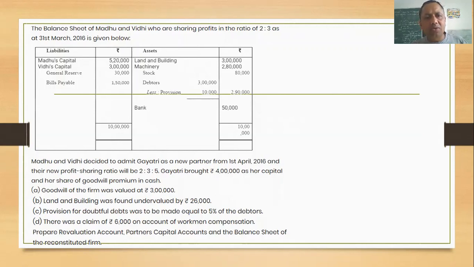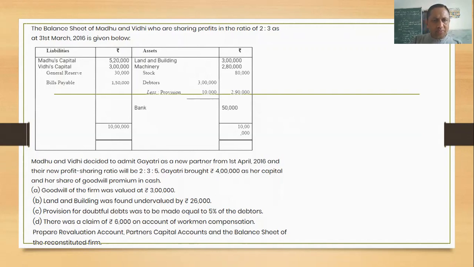3 lakh minus 15,000 is 2,85,000. Earlier 2,90,000 was at the asset side under the head of debtors. After this provision, 2,85,000 is shown under debtors at the asset side. So 2,90,000 decreased to 2,85,000, and 5,000 is decreased in the value of the asset. When the value of debtors is decreased by 5,000, it is shown at the debit side of the revaluation account as debtors, 5,000.